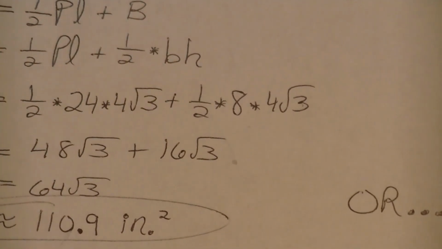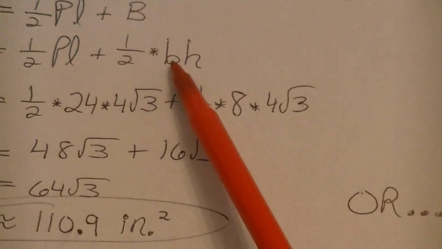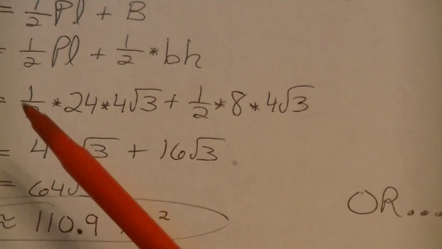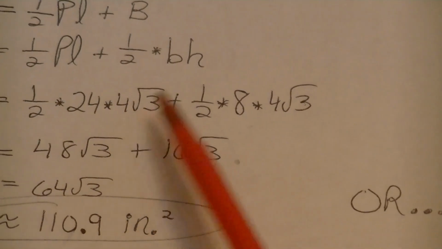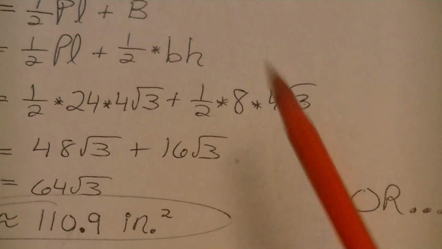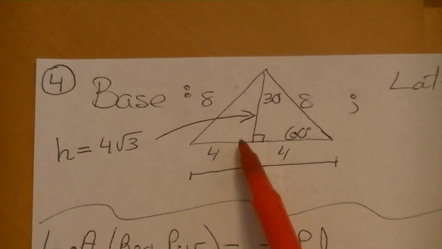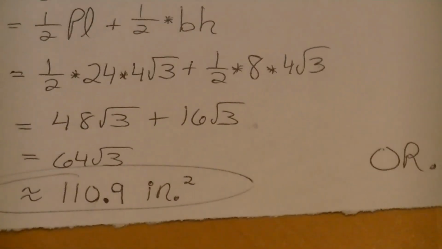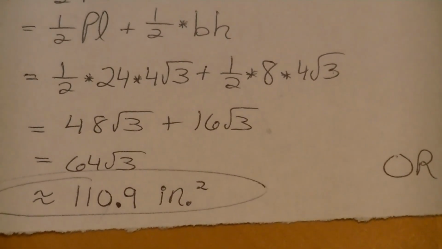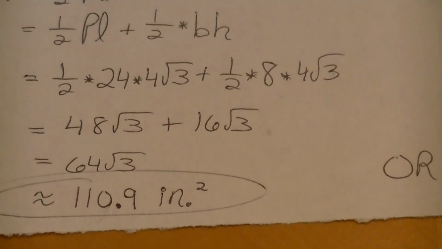1/2 PL plus area of the base, which was a triangle, 1/2 times the base times the height of the triangle. So there's my perimeter, there's my slant height, and looking at one of the triangles, the base is 8 and the height is 4√3. That came from here. Base is 8, height is 4√3. So if you go ahead and simplify and grab your calculator, you will get 110.9 inches squared. That's the hard way. What's the fast way?